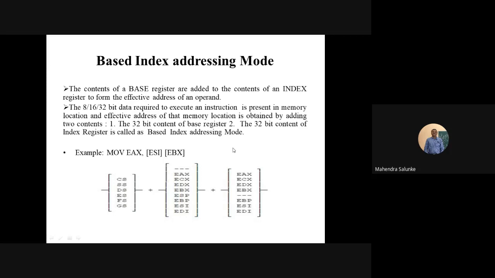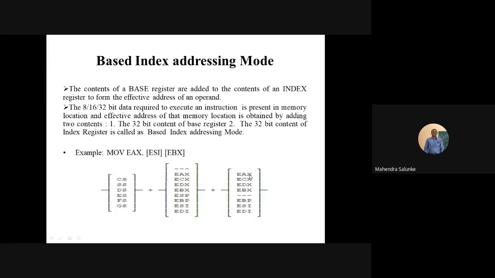Now many times there is a confusion. How should I treat EAX as a base and this EAX as an index? So there is always confusion. But whenever you are pointing to any of the memory block, any register that is pointing to the particular table.